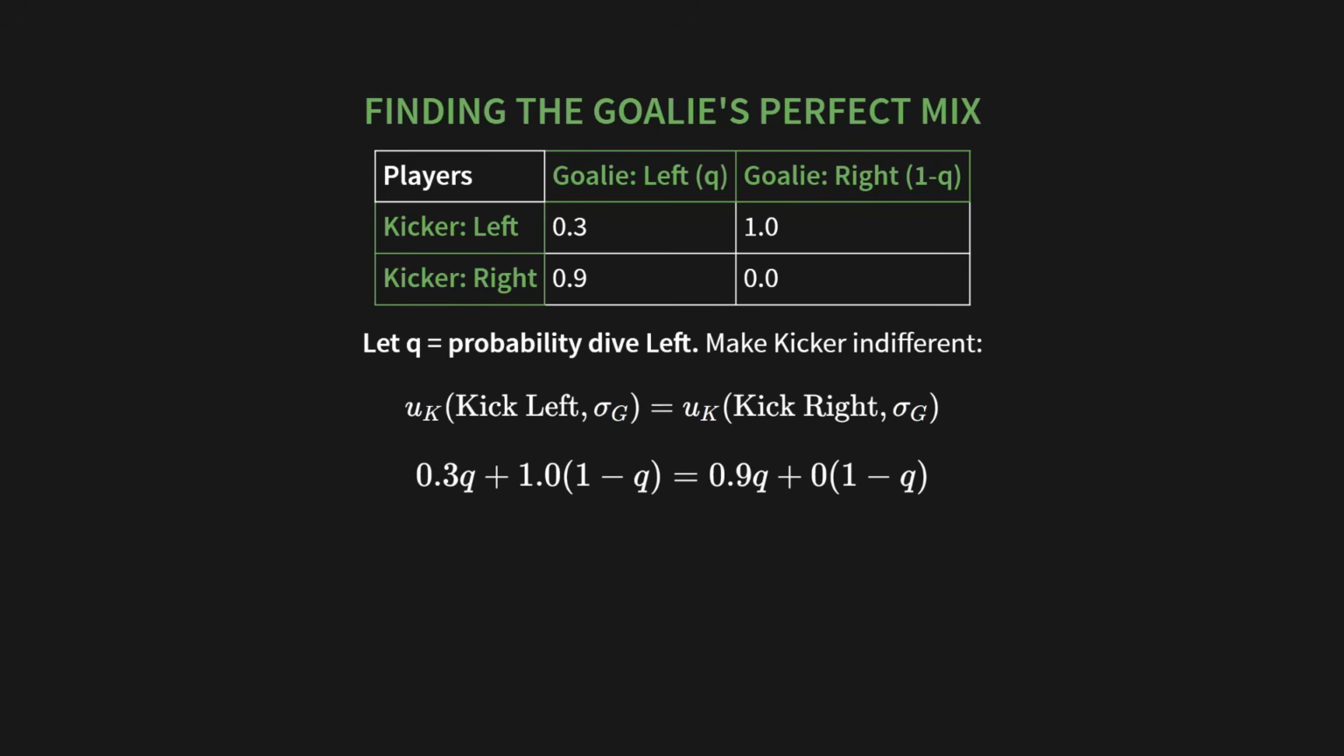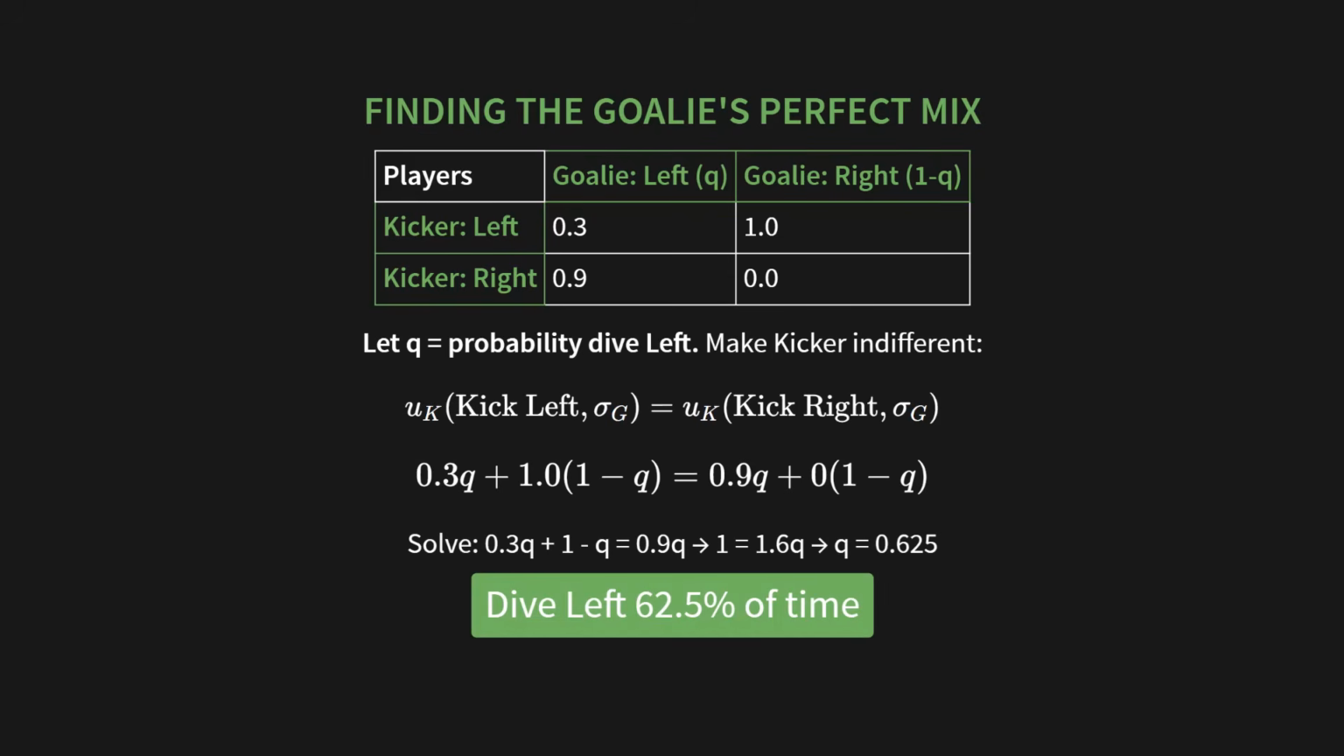We use the exact same logic. Let's use Q for the probability the goalie dives left. We need to make the kicker indifferent. So the kicker's expected score from kicking left has to equal their expected score from kicking right. Let's set up the equation. 0.3Q plus 1.0 times 1 minus Q equals 0.9Q plus 0. We solve that out. 1 equals 1.6Q, so Q equals 0.625. The goalie's perfect strategy is to dive left 62.5% of the time.